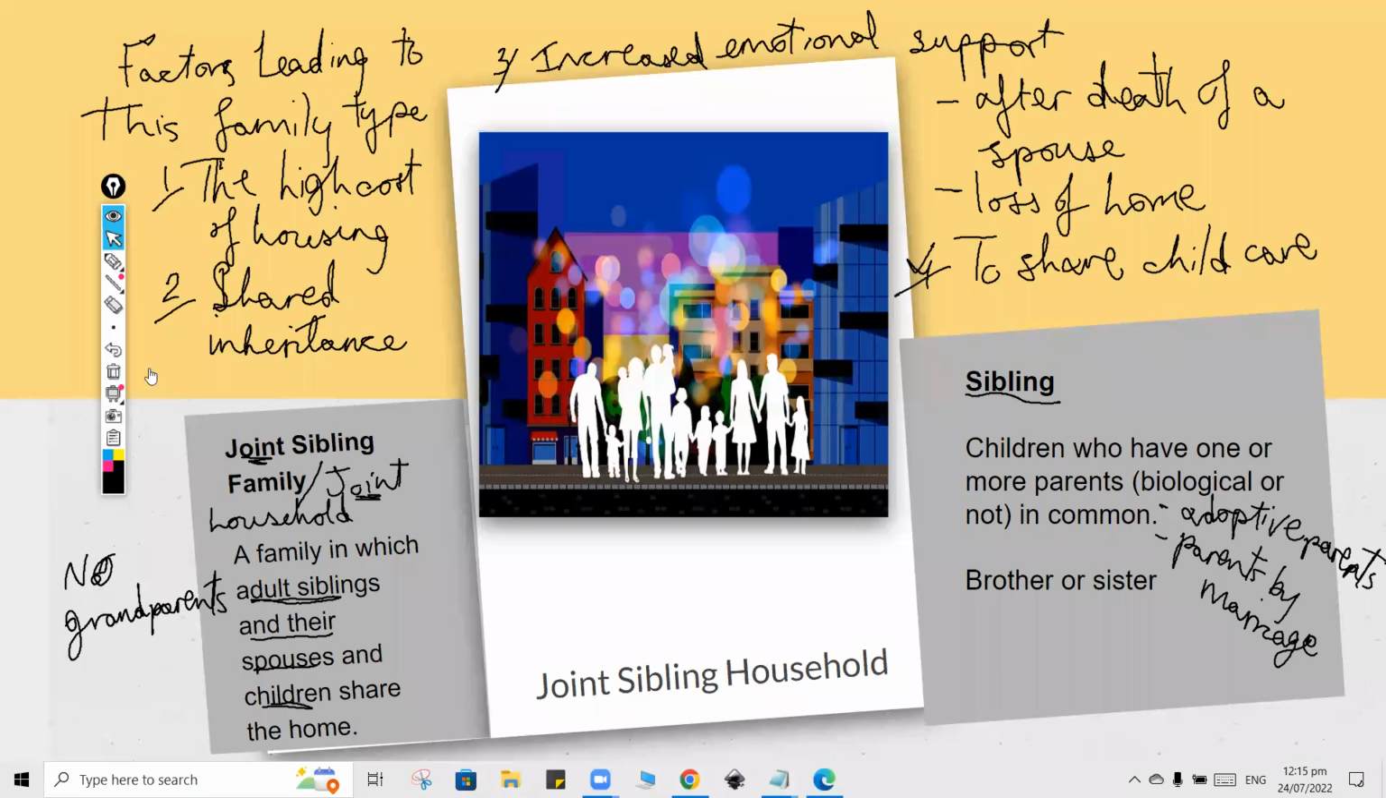Also, let me clarify that you see this joint household. If you have a highlighter or a pen, you could highlight it. Joint household is what you are more likely to see for CXC. So you might see it in the multiple choice. You might quicker see it when your teachers are giving you notes in school. This is what you will see.